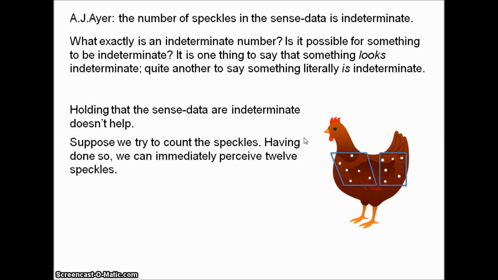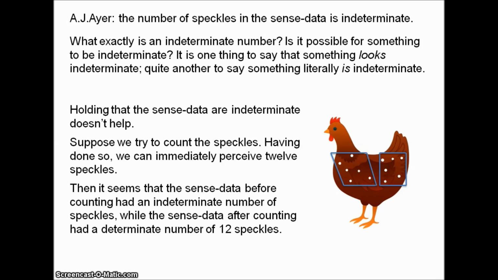Well, in this case, accepting that sense data are exactly how they seem, it seems that the sense data before counting the speckles had an indeterminate number of speckles, while the sense data after counting the speckles had a determinate number of 12 speckles. But the sense data themselves don't change. We see the same thing each time. The sense data are the same each time. So how can that be? Before counting, it's indeterminate. After counting, there are 12.